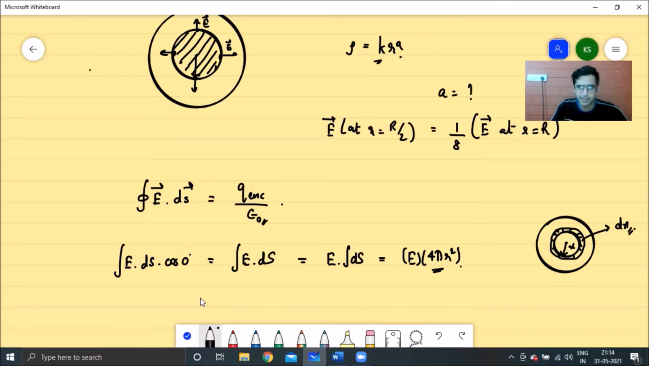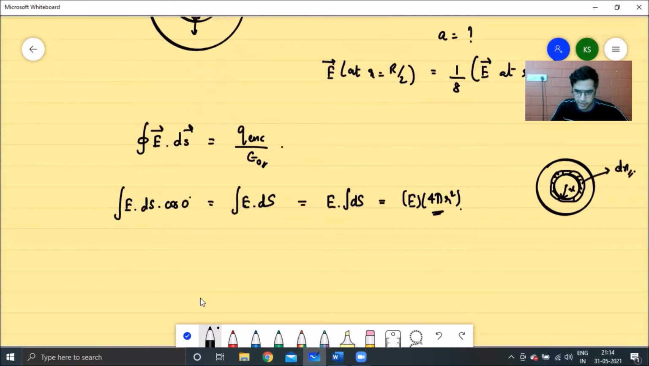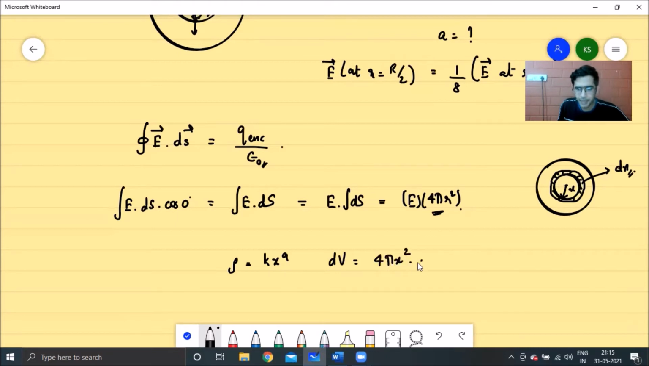And your charge density on the surface of the shell would be equal to kx to the power a, right? And this charge density is now constant for this shell, for the shaded volume. And what will be the shaded volume over here? Denoting the shaded volume by dV, it is nothing but the surface area of the shell multiplied by the thickness.